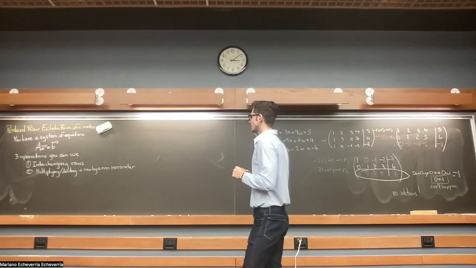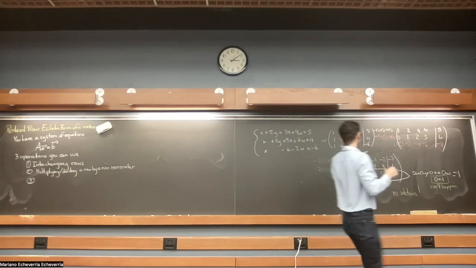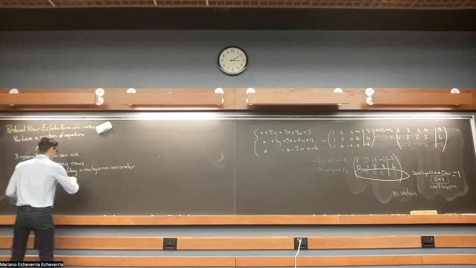The second one is also a very natural thing to do, to get a one on one of the entries that you care about. And then the one that was a little bit more interesting was combining the rows, right? So you can add a scalar times a row plus another row. So this is some sort of addition of rows.